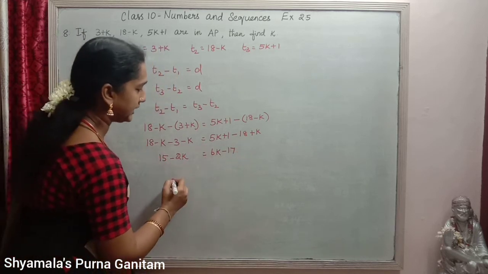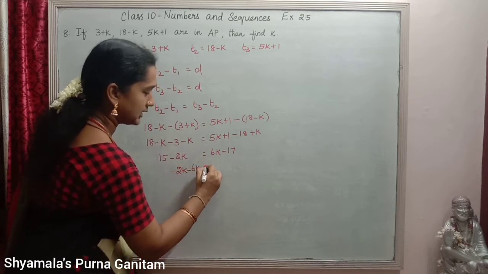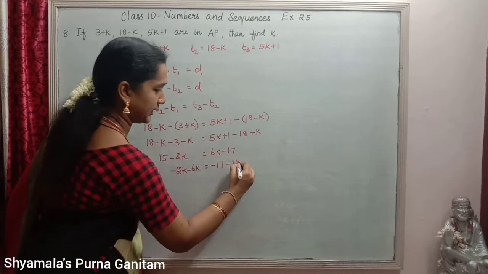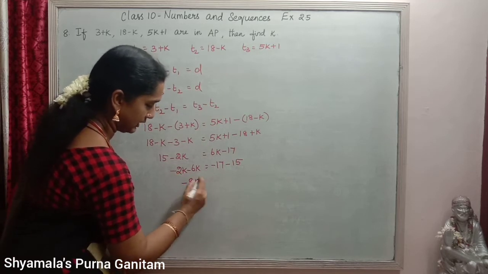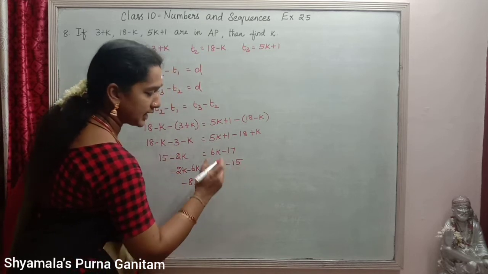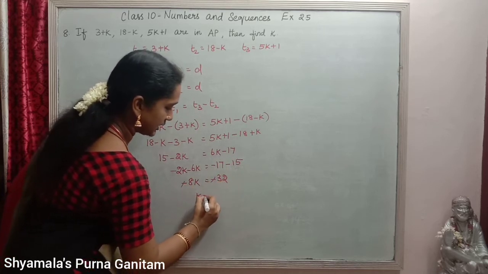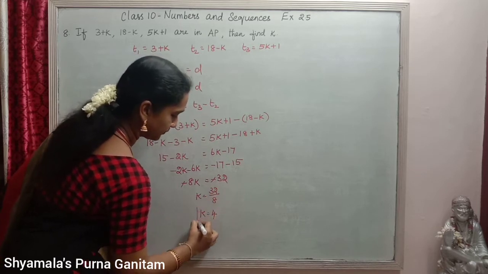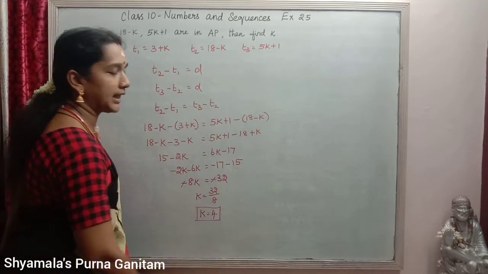So now we will bring the k terms together on one side. So minus 2k minus 6k is equal to minus 17 minus 15. So minus 2 minus 6 is minus 8, 8k, is equal to minus 17 minus 15 is minus 32. So minus will get cancelled. K is equal to 32 by 8. So k is equal to 4. So we are asked to find the value of k, so we got k value as 4.